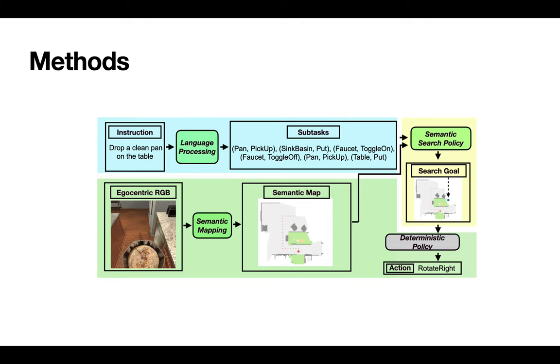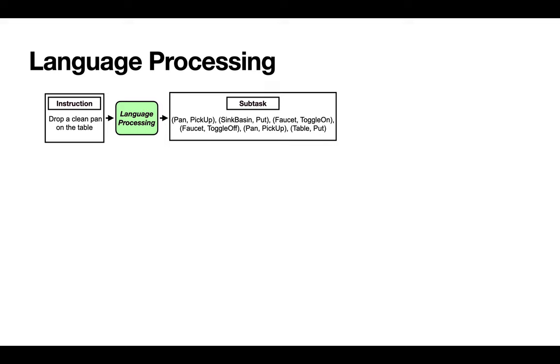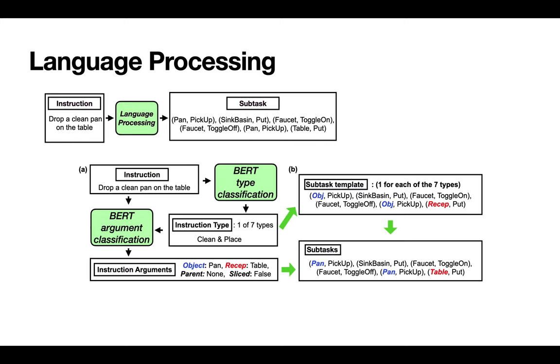for interaction. The language processing module maps the given high-level instruction into a sequence of structured subtasks. It consists of 2 BERT-SOP modules. The first module classifies the instruction into one of the 7 types, and the second module produces the arguments, such as which object to be picked up, which is the pen in this case, and the receptacle, the object has to be put on, which is the table in this example.